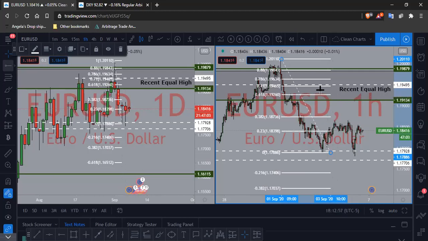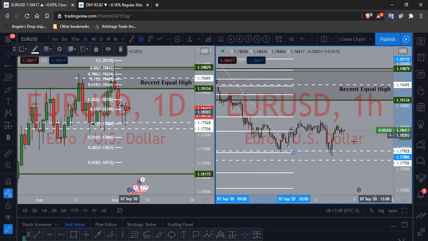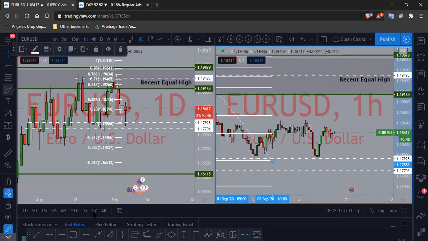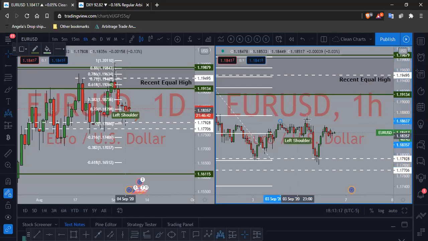It's the same thing with the DXY. I kind of want to see price come back up to where I have this recent high, although it's not the recent equal high any longer, but I kind of want to see price come back up there. Right now, it's kind of weird how on the 1 hour time frame, I'm kind of seeing an inverted head and shoulders. It's not really actual. I mean, no matter what, you can call anything an actual inverted head and shoulders, but there you go.